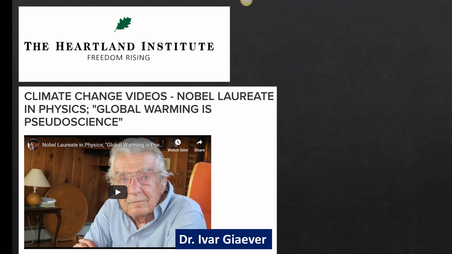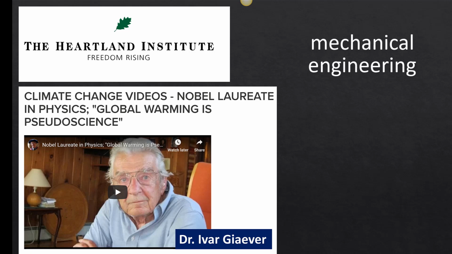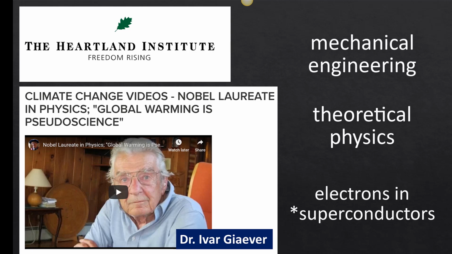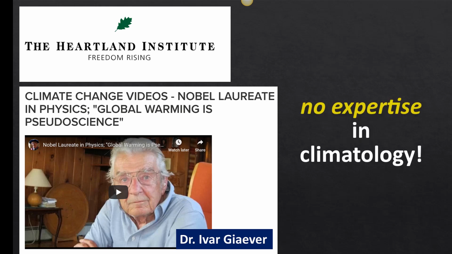Specifically, he has degrees in mechanical engineering, a PhD in theoretical physics, and the work that he did to earn the Nobel Prize is on the behavior of electrons in semiconductors. He is not a climatologist. He's done some work in recent years talking about biophysics, but the only work that he's ever done in the area of climate change and global warming is to participate on a panel with other Nobel laureates that are not experts in climate science, talking about why they're feeling skeptical about the whole idea.